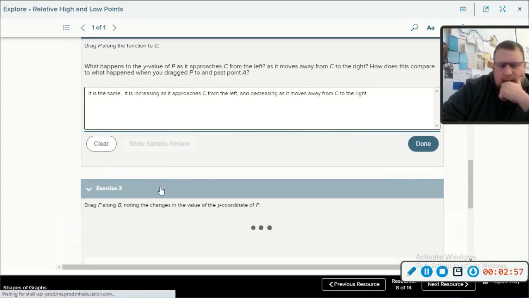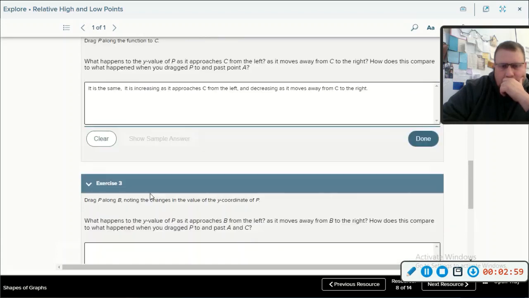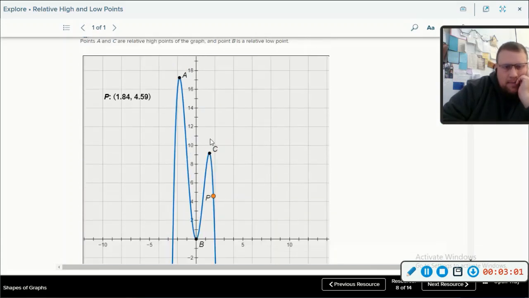Our last exercise is probably going to ask about B. How about let's check out B. What's happening at B? Well, as I approach from the left, what's happening to my y? It's 7 right now, and I'm getting closer to B. Now it's even lower, to 1. It gets lower and lower and lower until it hits B, and then as it moves away to the right, what happens to that y? Sorry, I keep trying to jump to the other side. But y is getting bigger and bigger and bigger.